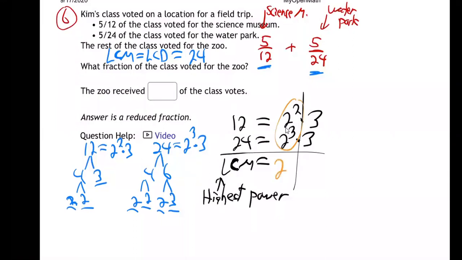What's the highest power there? 2 to the third. What's the highest power here? Well, they're just the same, so it's just 3. It's 2 to the third times 3. 2 times 2 times 2 times 3 is indeed 24. So 24 is the LCM.